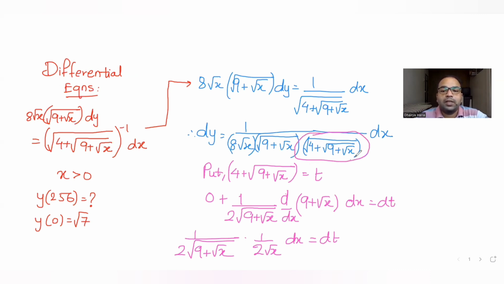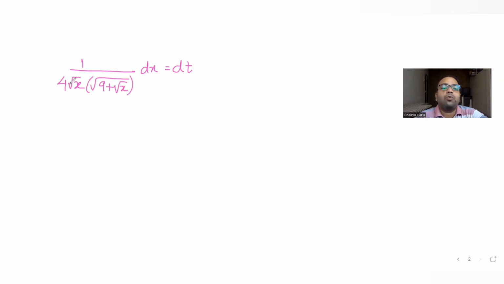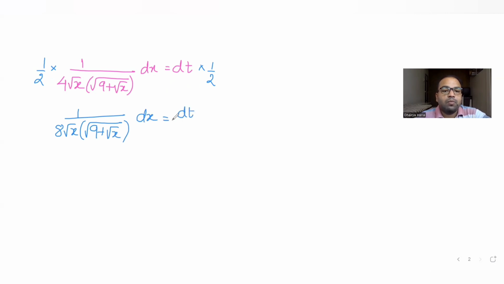But now if I see the entire expression which was given to us, this we have substituted already as t, and we are left with 1 upon 8√x √(9+√x). But we have got 1 upon 4√x into √(9+√x). So if I multiply both sides by half, I can get this entire term to become 1 upon 8√x as we need it. So it becomes dt by 2.